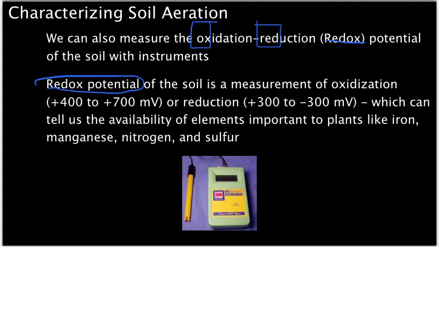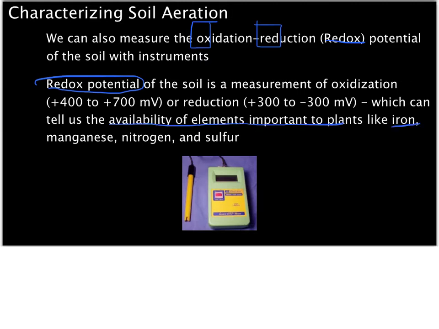And there's a lot of chemistry that goes into this. If you've had chemistry, you probably studied oxidation reduction reactions. Our purpose really isn't to go into the chemistry of that here, other than to know that the chemistry of the soil and the aeration of the soil, or the lack of oxygen in the soil, causes changes in the soil. So it tells us things like the availability of elements to plants.